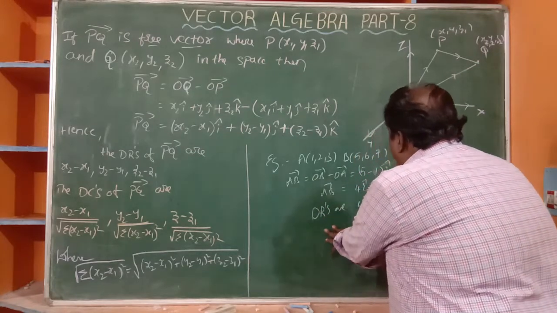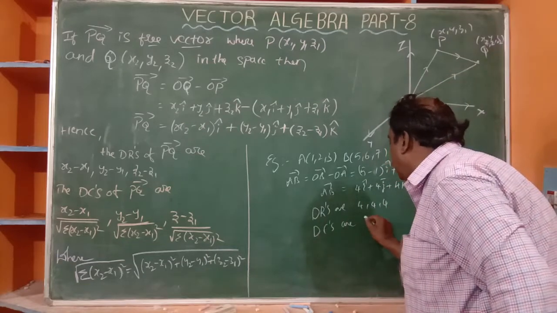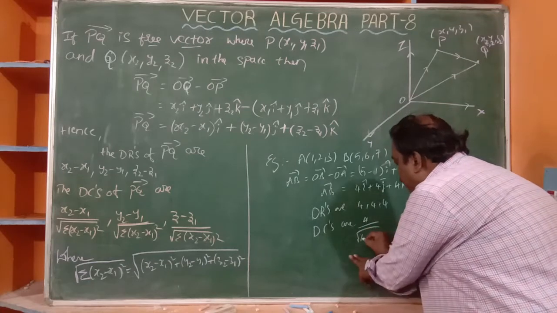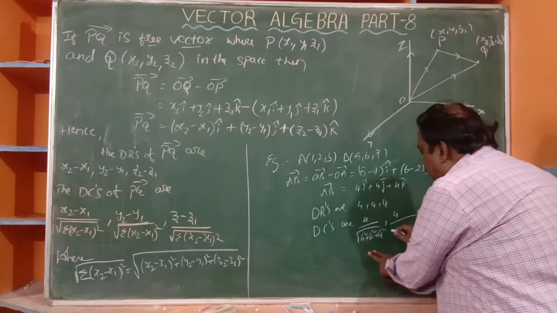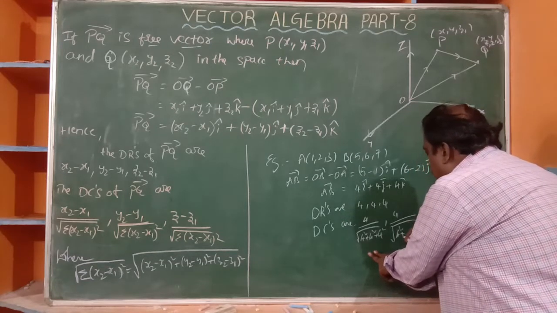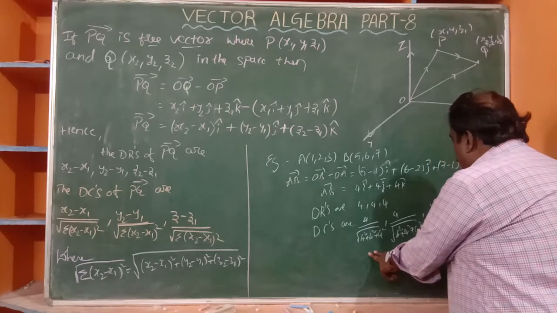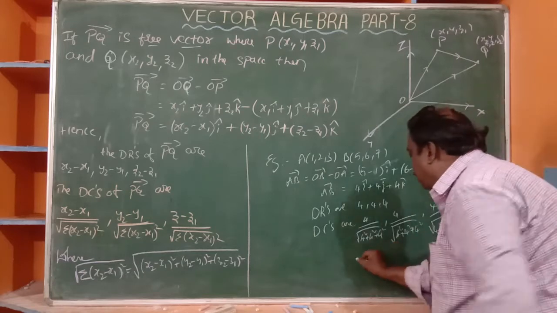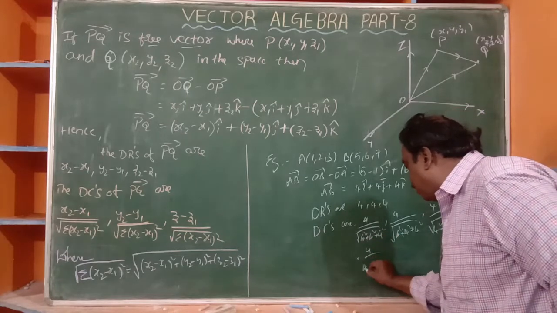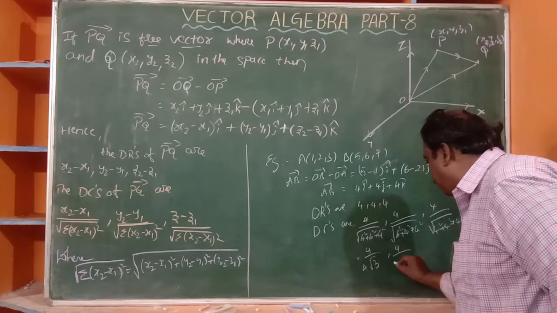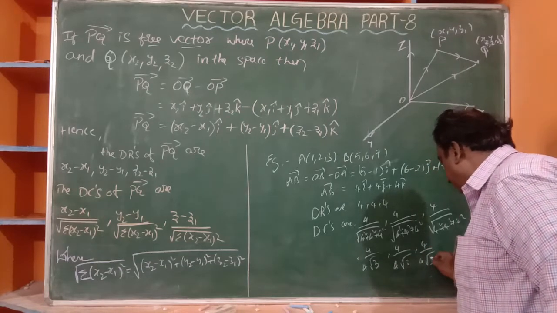DRs are 4, 4, 4. What are the DCs? 4 by root of 4 square plus 4 square plus 4 square. Okay? Again 4 by the same thing, 4 square plus 4 square plus 4 square. That means 4 by 3 4 squares are there. 4 square with root is 4 root 3. It is 4 by 4 root 3.